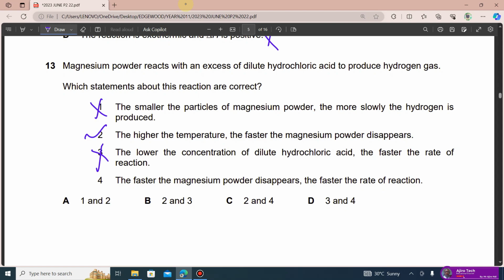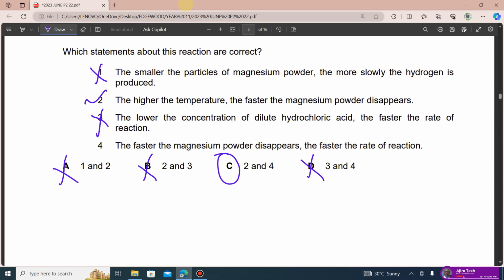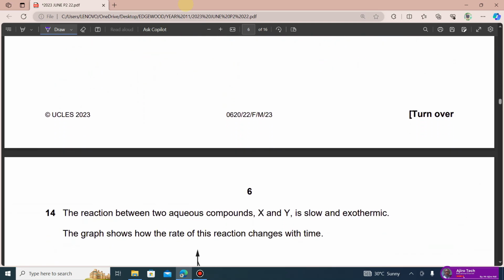So every option that has 1 and 3 is off. Option A has 1. This has 3. This equally has 3. So we are just left with the correct option, which is C. So the higher the temperature, the faster the magnesium disappears. That's correct. The faster the magnesium powder disappears, the faster the rate of reaction. That's also in line. So that's for question 13. You could see how I eliminated a lot of options in the shortest time, just by reading out those points that do not align with the question.